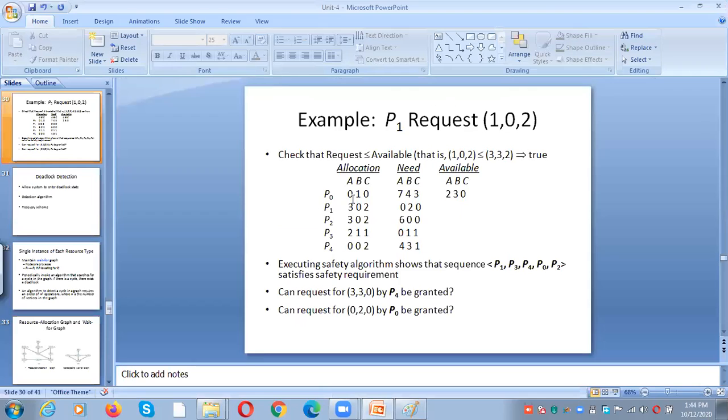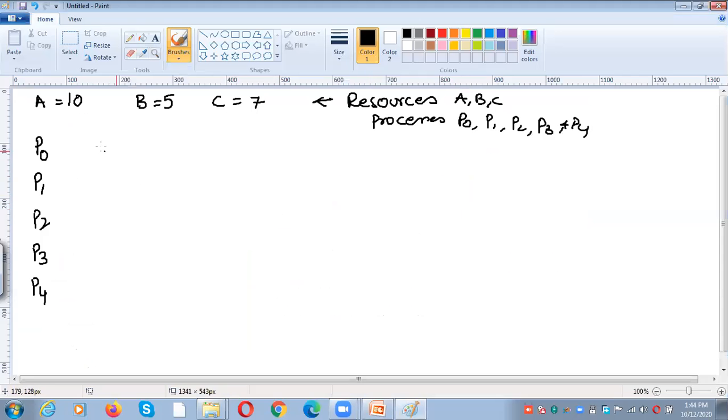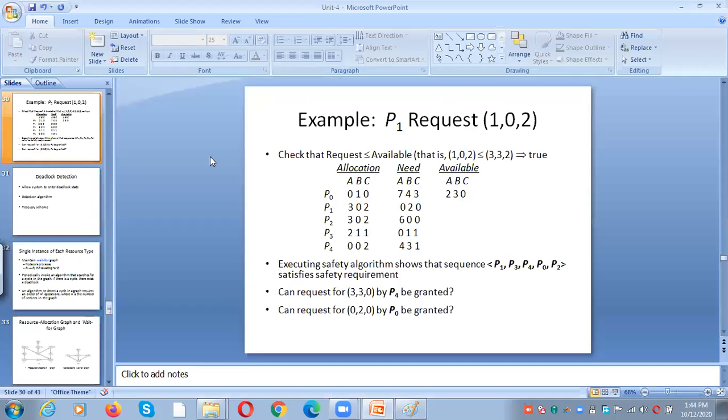Okay. And then what about the allocation, need and available? This you will get from the examination paper directly. You need not worry. The first one is allocation, the second one is the need, and the third one is the available. All these things you will get from the question paper itself. Directly you can copy and paste.